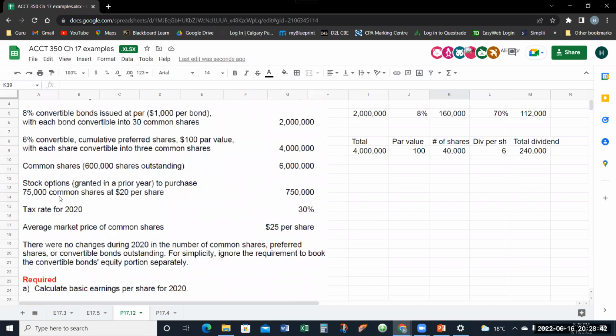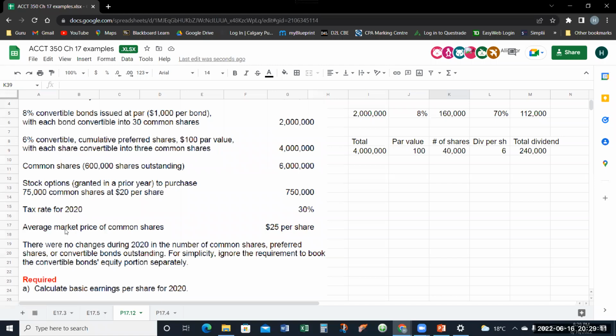Common shares, that's fine. Okay, I've got stock options. Stock options granted to purchase 75,000 common shares at $20 a share. $20 a share, that's the exercise price. Are these options in the money? To answer that question, I need to look at what was the average market price during the year. Now, in this question, they only gave us the average market price.